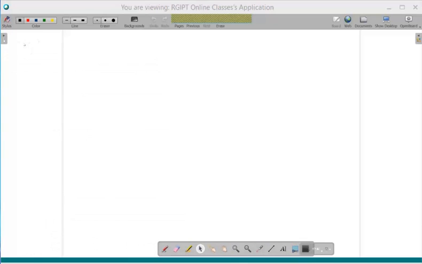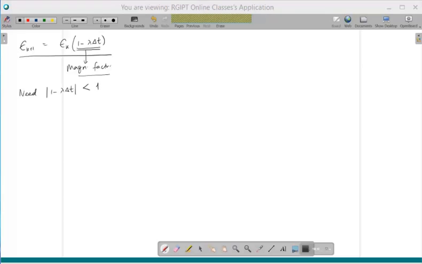What I obtained is that epsilon k plus 1 is epsilon k times 1 minus lambda delta t. Okay, so this is a magnification factor. And I know that my error will eventually, so what I want actually is the magnitude of this number to be smaller than 1. So we need 1 minus lambda delta t to be smaller than 1 for stability.